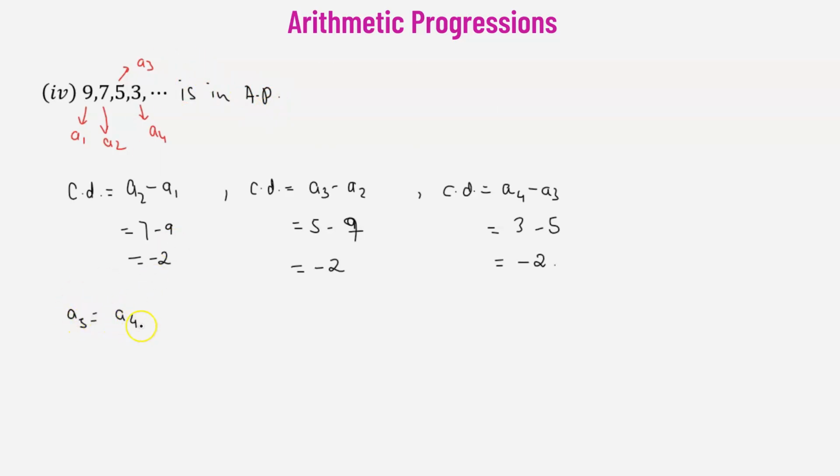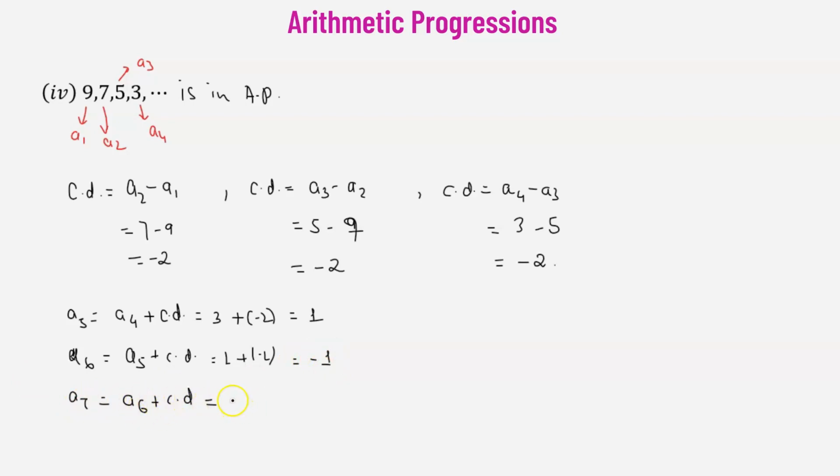To find out the 5th term, we consider the 4th term, and to it we are going to add the common difference. So our 4th term is given as 3. To it we are going to add -2. So this is going to give us 1. The 6th term of the sequence is going to be the 5th term added to the common difference, which is going to be 1 added to -2. So this is going to be -1. Then we have the 7th term, which will be the 6th term added to the common difference. So our 6th term is -1, and to it we are going to add -2. So this is going to give us -3.